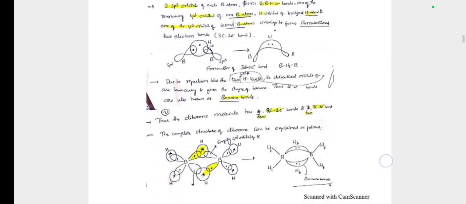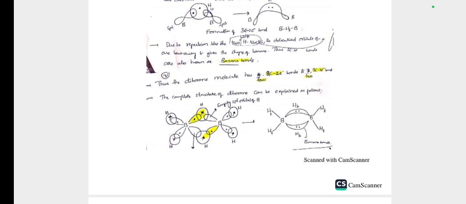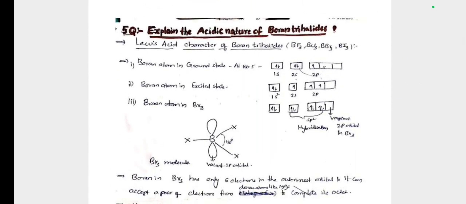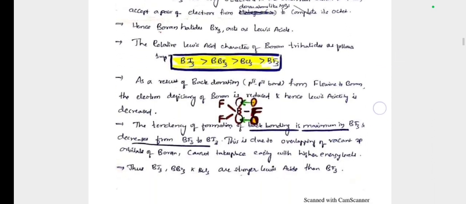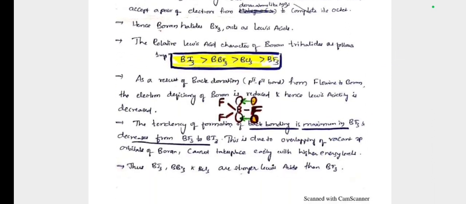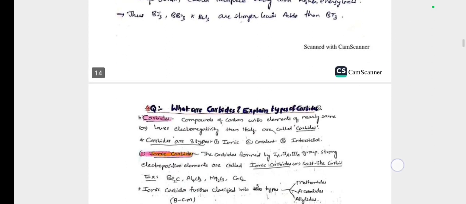Next, diborane. Diborane molecule also, practice the structures. Diborane structure, molecular orbital structure. Okay, just practice the structures. Next, boron trihalides. Remember this order. Remember the order. BI3 is the strongest acid.